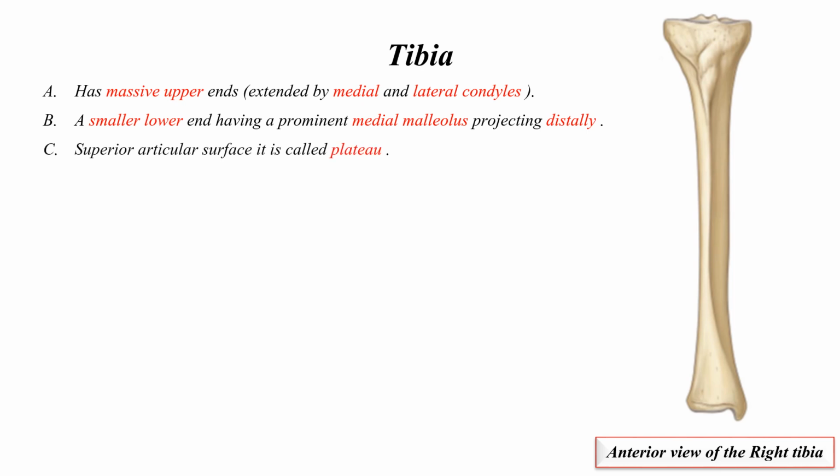Also, the tibia has a superior articular surface, also called the plateau. This plateau surface is the superior articular surface for the articulation of the condyles of the femur and the menisci.